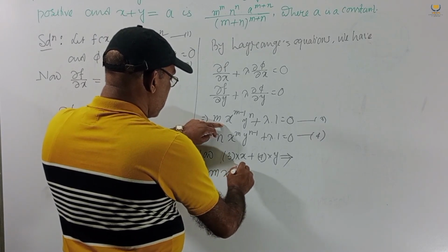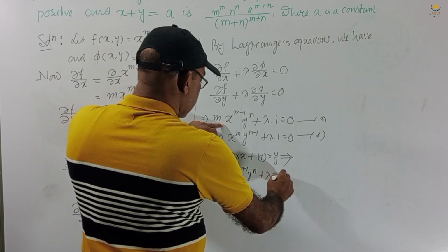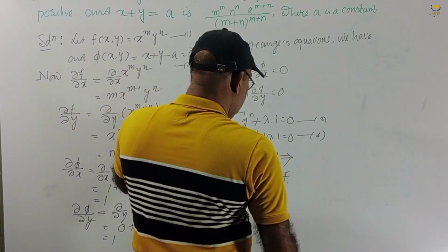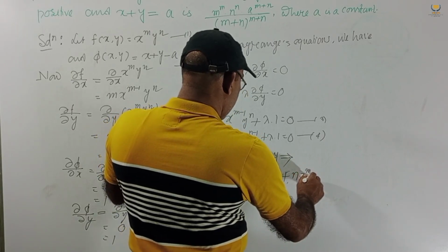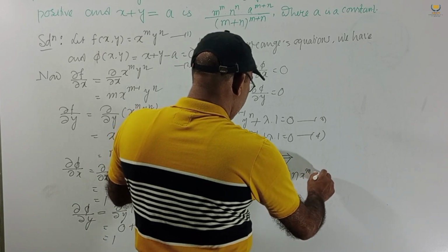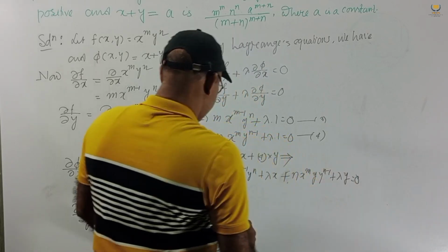m x to the power m minus 1, y to the power n, lambda x equal to 0. Sorry, this plus n, x to the power m, y to the power n minus 1, lambda y equal to 0.